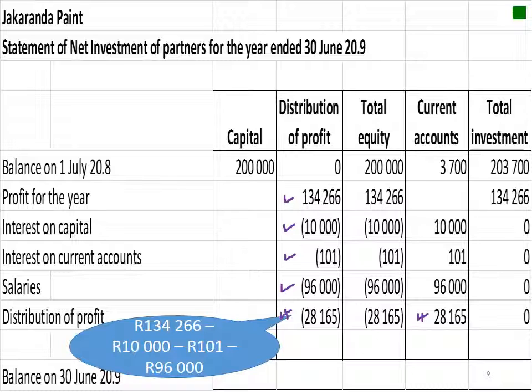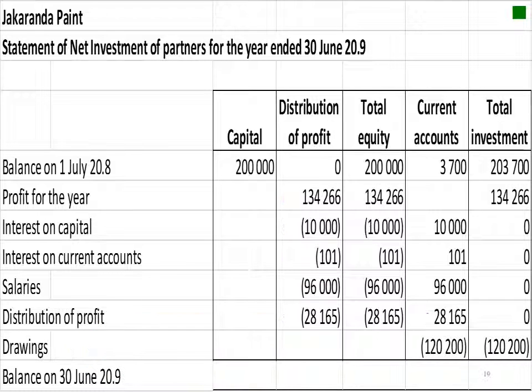The distribution of profit, all I've done there is I've shown you that it's the 134,266 minus the 10,000 interest on capital, minus the 101 interest on current accounts, minus the 96,000 salaries. That's the balance on your distribution account that's getting distributed.